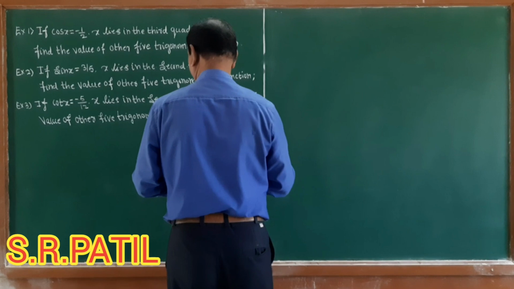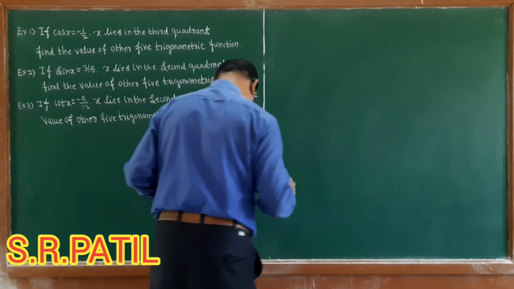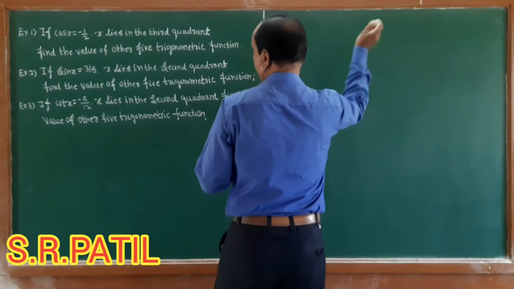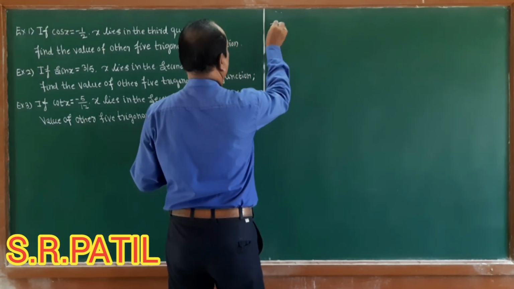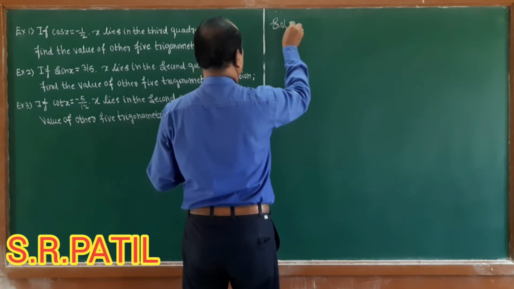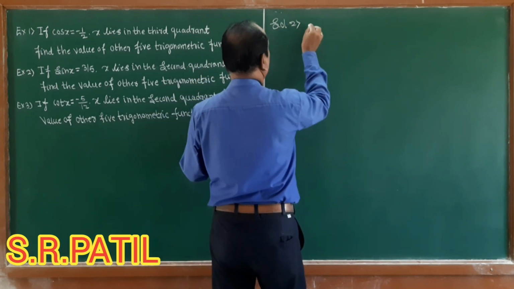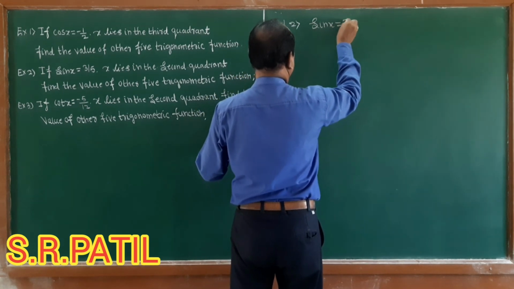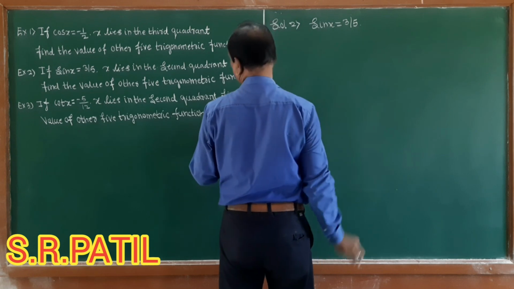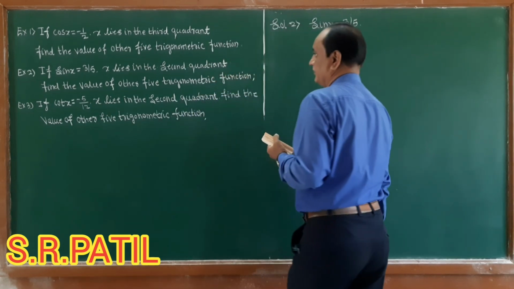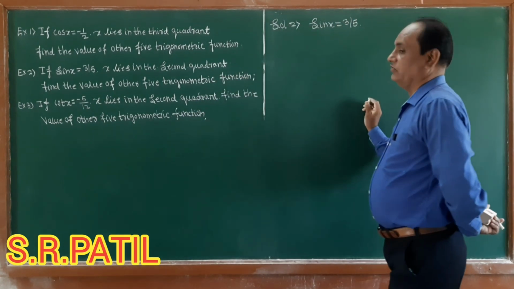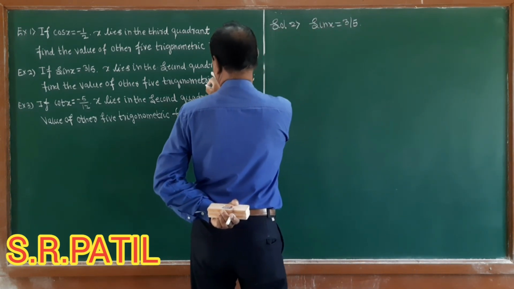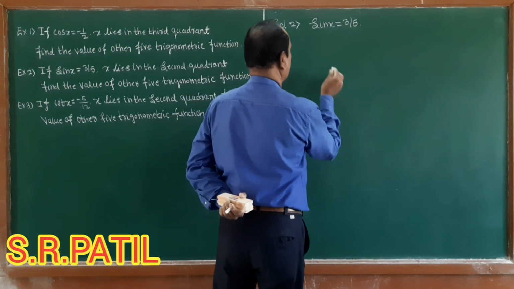Second problem. Right, this is the second problem, the solution for example number 2. Sin x is equal to 3 divided by 5, so x lies in the second quadrant. Then you have to find the remaining 5 trigonometric functions. Sin x lies in the second quadrant, so sin is positive.